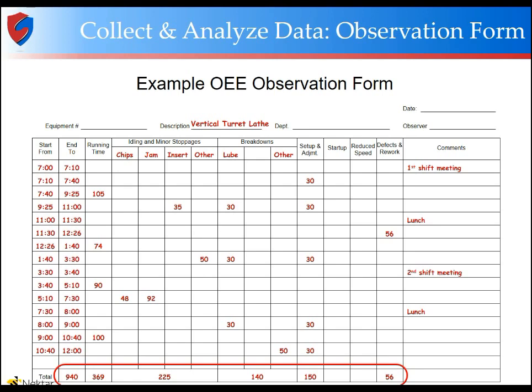But we have our 6 major losses across the top, and we see that we did have losses. We lost 225 minutes to idling and minor stoppages. We lost 140 minutes to breakdowns. We lost time to setup and adjustments, and then we were making scrap part of the time.